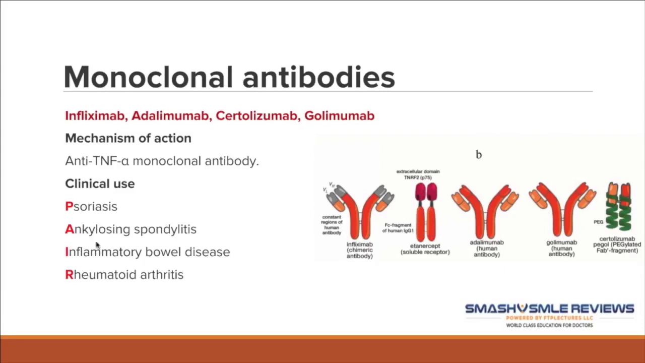Now, it's used to treat the PAIR diseases. That's what I call them. So PAIR, which is psoriasis, ankylosing spondylitis, inflammatory bowel disease such as Crohn's disease or ulcerative colitis, and rheumatoid arthritis. These all have the same pathology, right? It's all about inflammation. So if you can decrease inflammation in the patient's body, they have less pain and they feel better. This is why we treat patients with monoclonal antibodies. So on the board exam, remember PAIR.